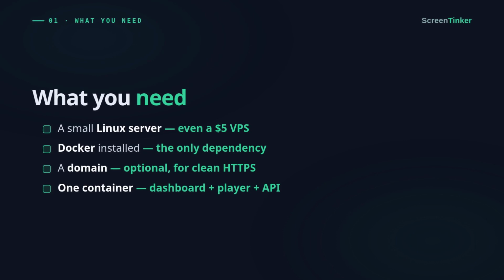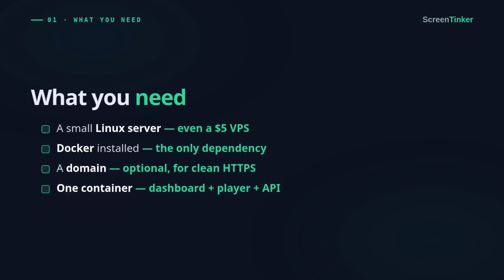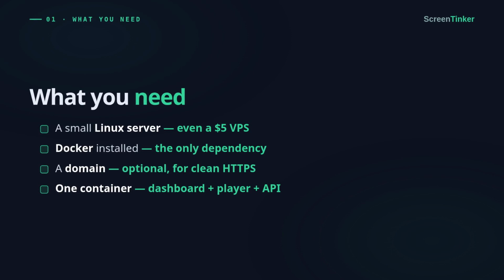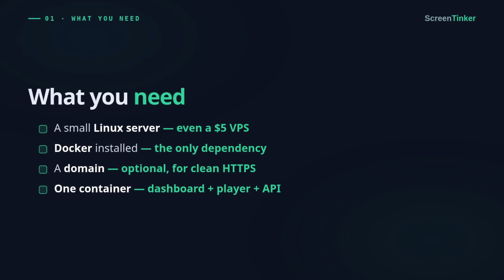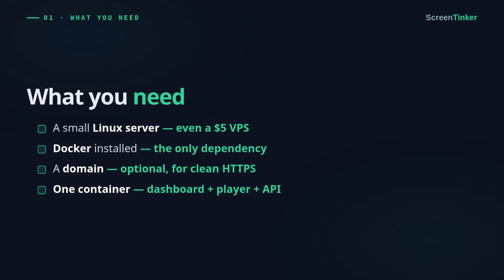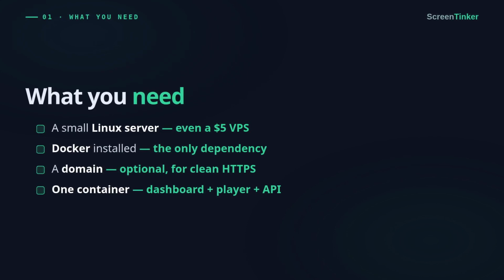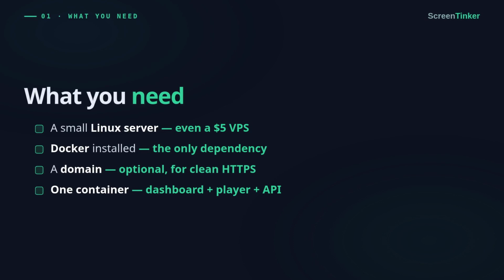A small Linux server, even a $5 VPS is plenty with Docker installed. Optionally, a domain name, if you want a clean HTTPS address. That's it. A single container runs the dashboard, the web player, and the API.